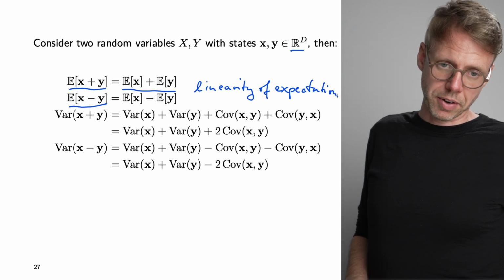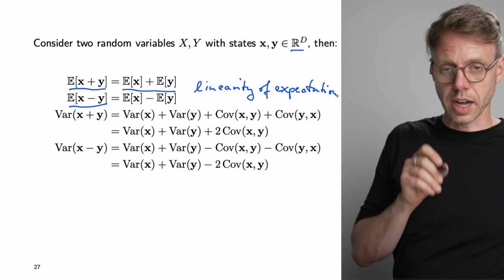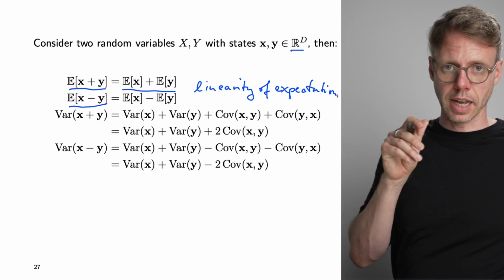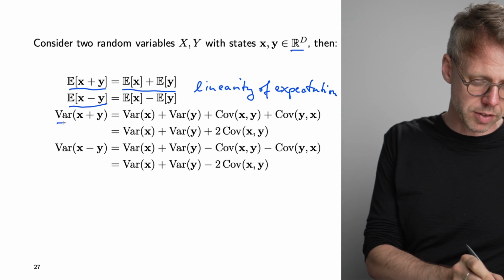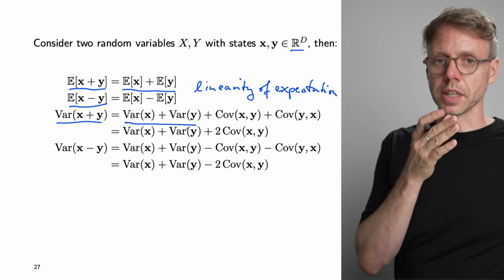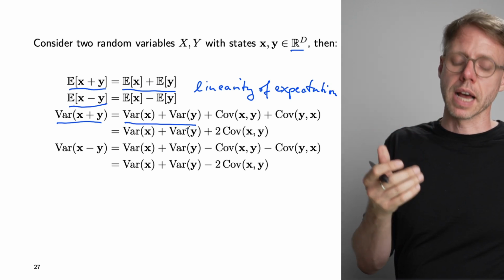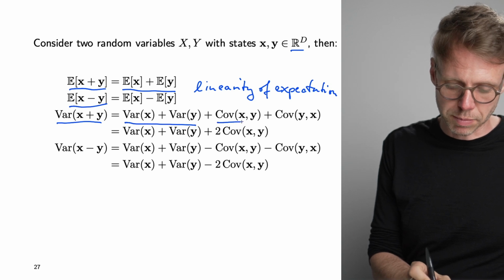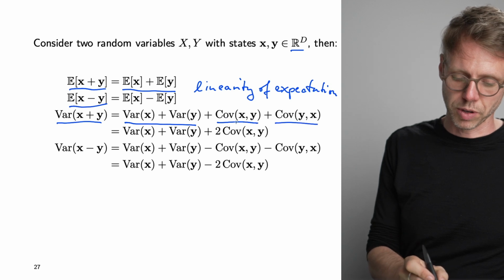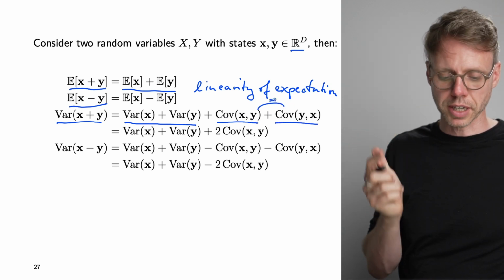Now if we look at the variances, it's not so easy, because only if they're uncorrelated would the variances just be adding up. So the variance of x plus y is equal to the sum of the individual variances of x and y, plus the covariance between x and y and the covariance of y and x, as these two are identical to each other because covariance is symmetric.